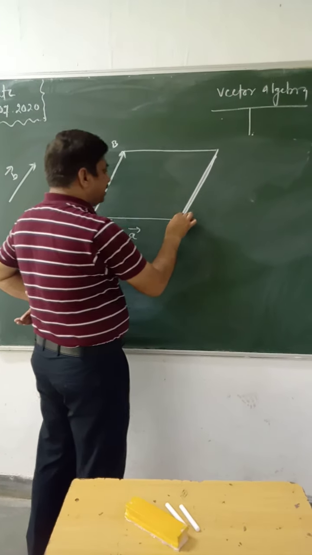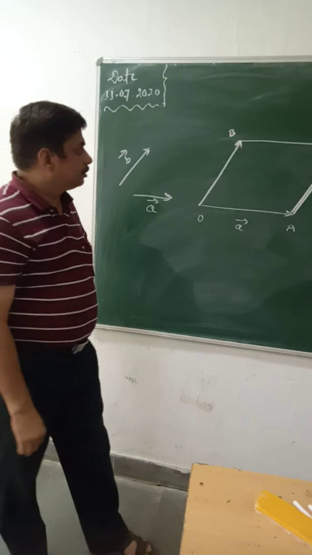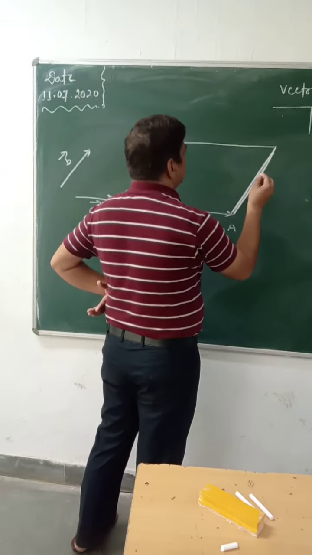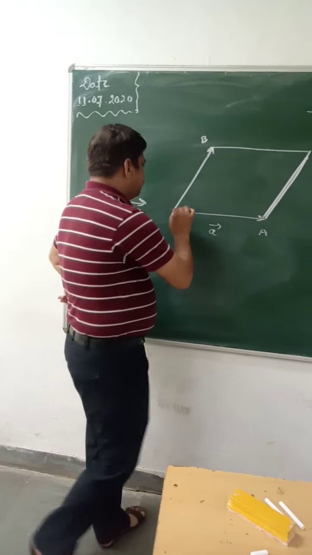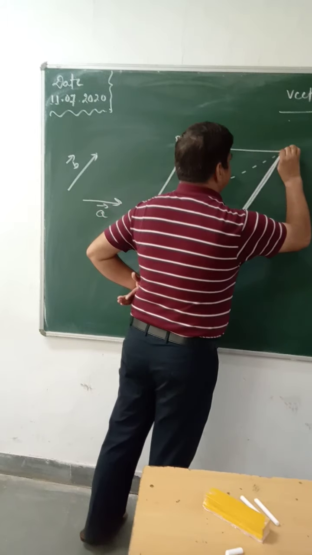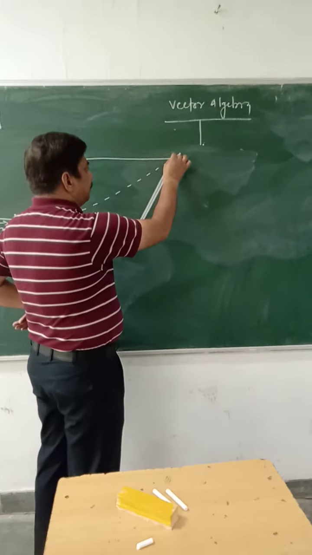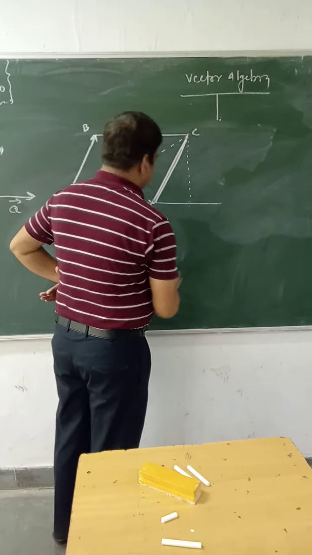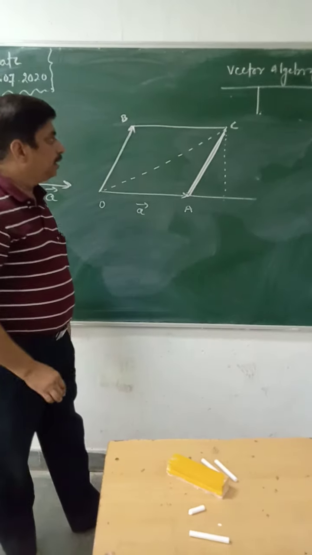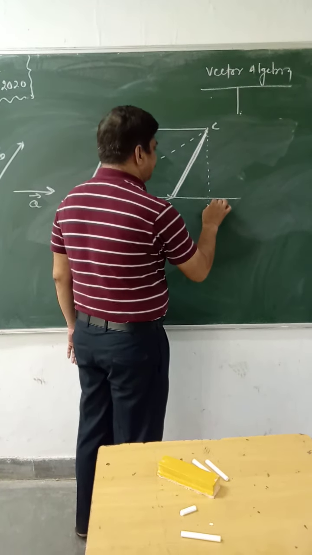So what will you get? We get the parallelogram. This is OA and this point is C. Now what is this? The diagonal. And here we have to draw the perpendicular along vector A, and let this be N.